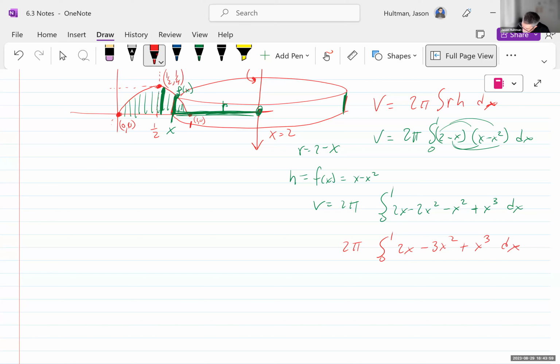Now I want to integrate. Now it's just a simple polynomial. So this becomes 2x squared over 2 minus 3x cubed over 3. That's nice, the 2's canceled, the 3's canceled. Plus x to the 4th over 4, from 0 to 1. So this is x squared minus x cubed plus x to the 4th over 4, from 0 to 1.